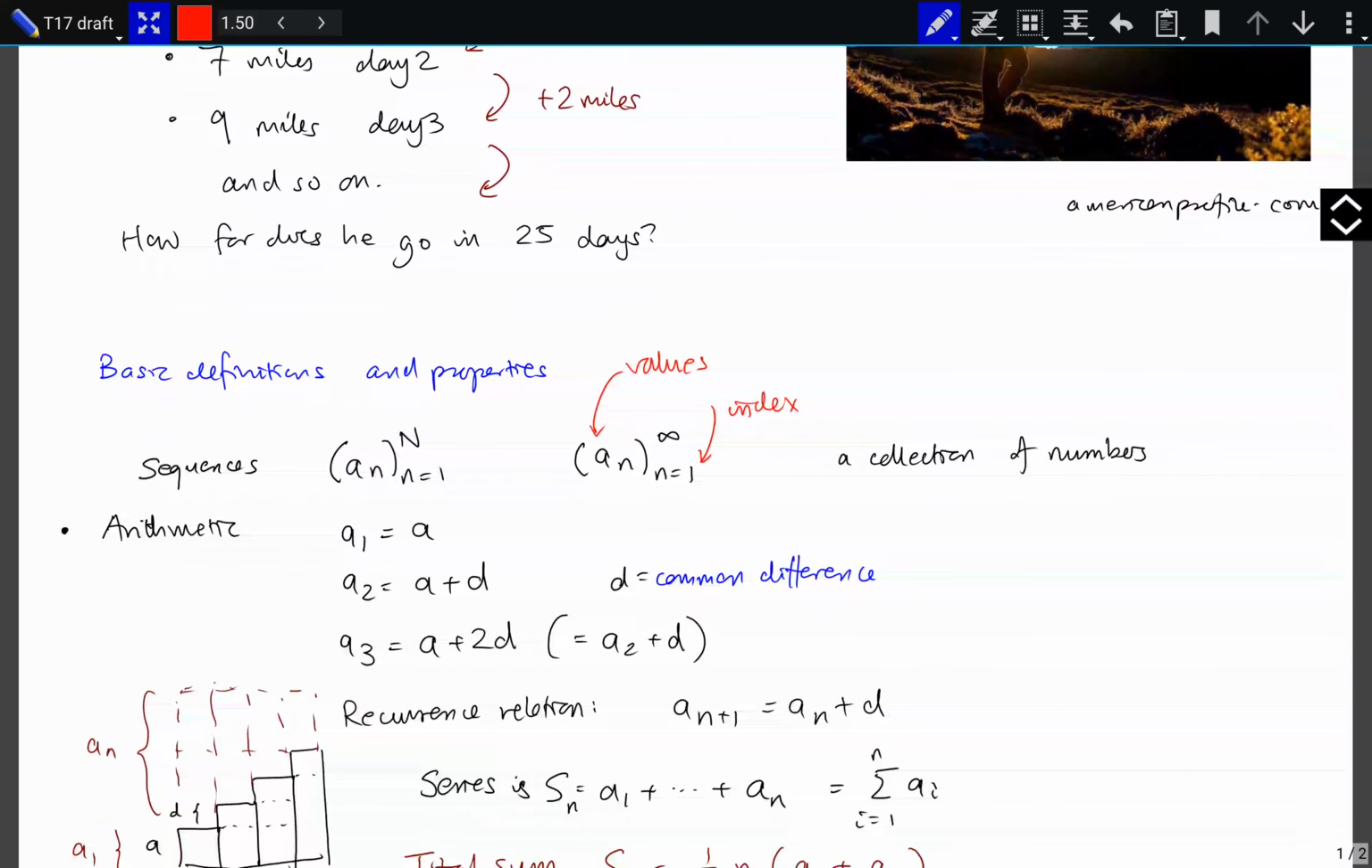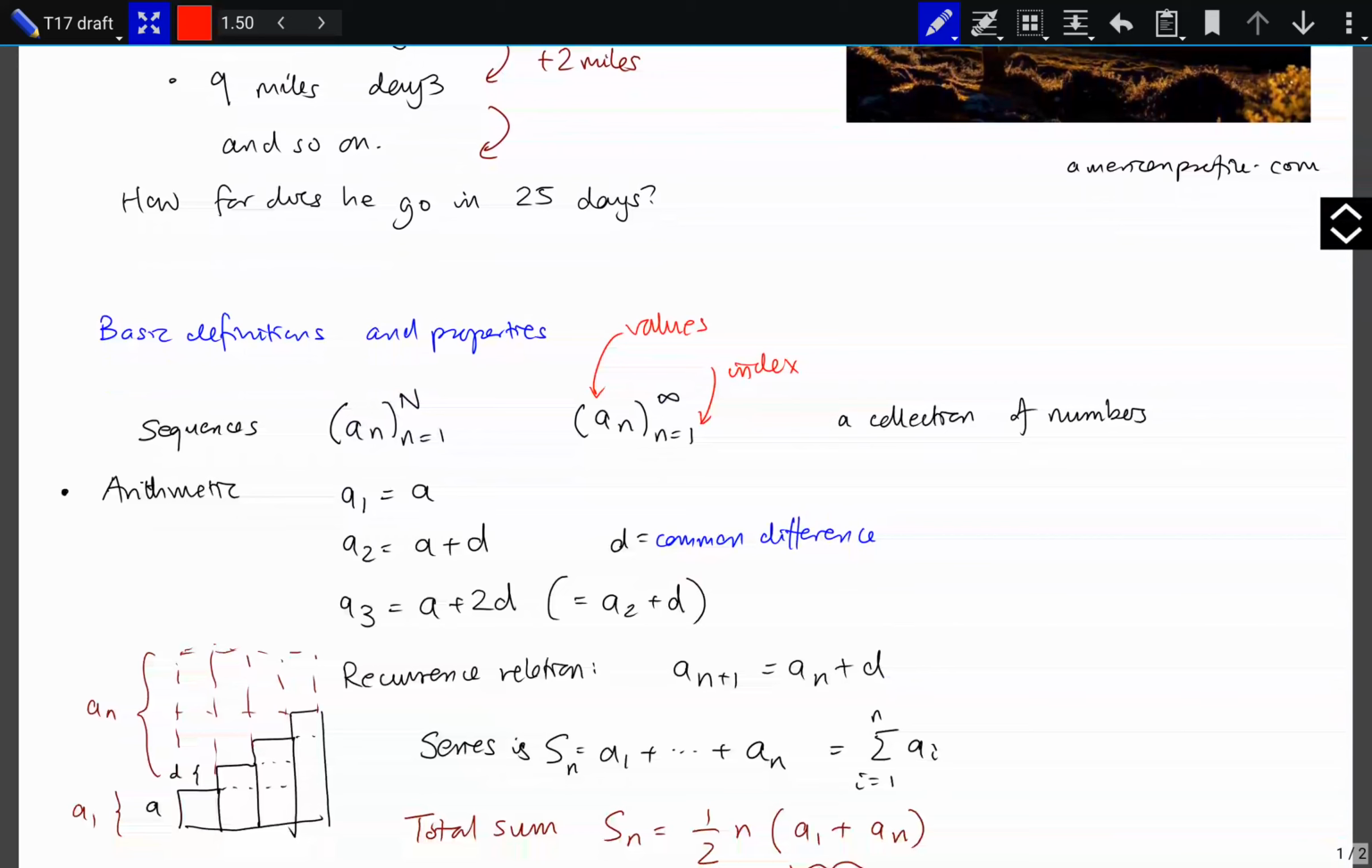In this case, the starting term is a1 equal to a. And then for each next term, an arithmetic sequence satisfies that the next term is the previous one plus d. So this is a recurrence relationship. The (n+1)th term, the next one, is the previous one plus d.